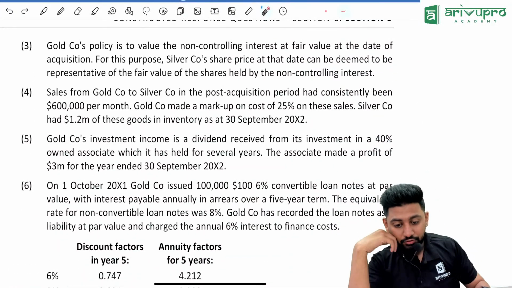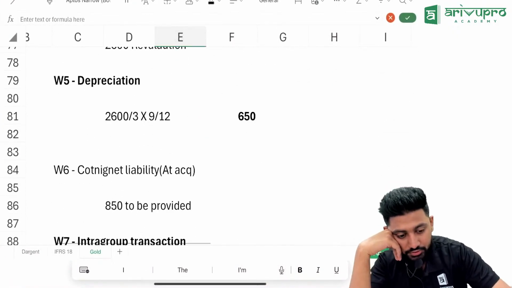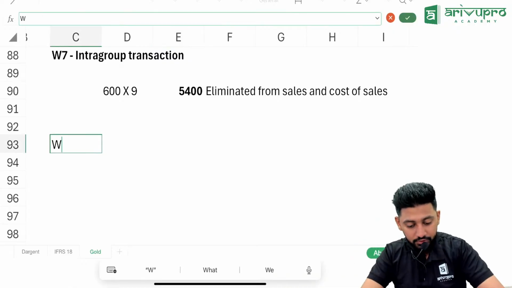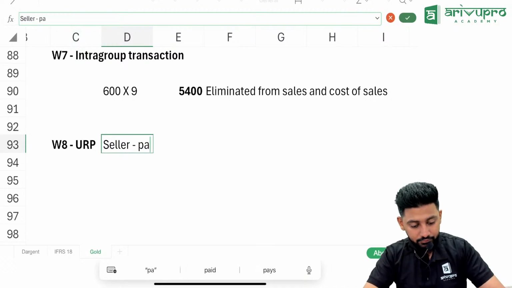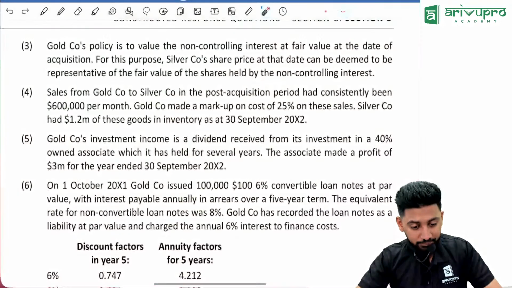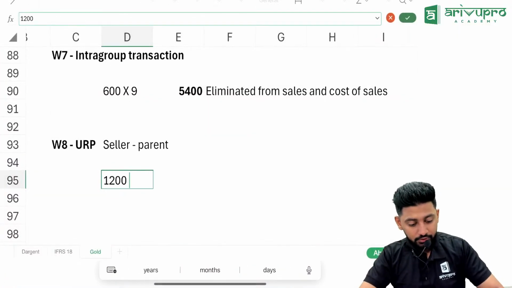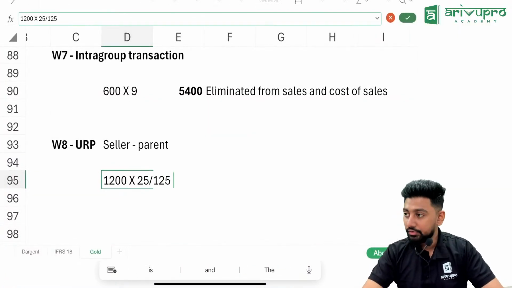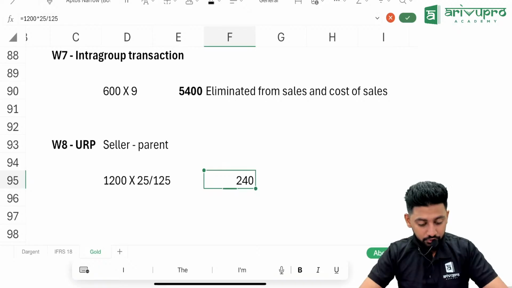Gold made a markup on cost of 25% on these sales. Silver had 1.2 million of these goods in inventory as at 30th September 2012. So that is going to be URP, unrealized profits. Working number 8, URP. Who is the seller? Parent is the seller. You have inventory worth 1.2 million, so 1,200 into 25 over 125 gives you 240.